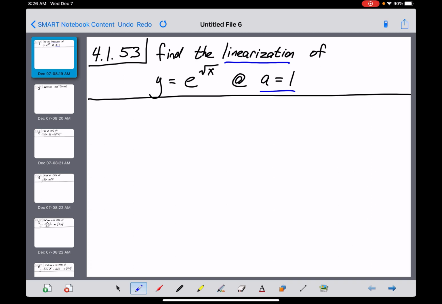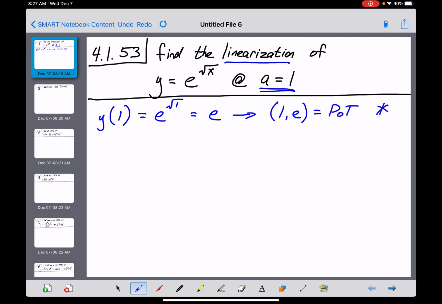So, two things we need. First of all, we need to come up with our point of tangency. That's the easier one, so I'll do that first. We're going to take our function y and just evaluate it at this a value right here, so y of 1. That's going to be e to the square root of 1 power, which is just 1, and you just end up with an e right there. And so that means that the ordered pair (1, e) is our point of tangency, and that's one of the two big things that we need to come up with to get the equation of our tangent line.